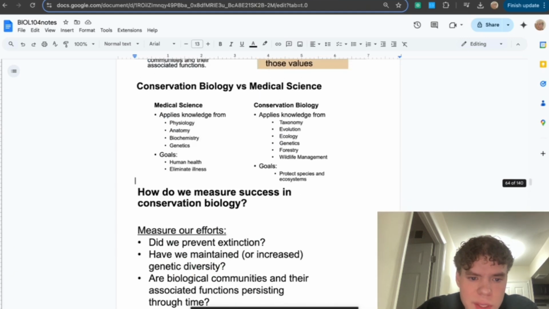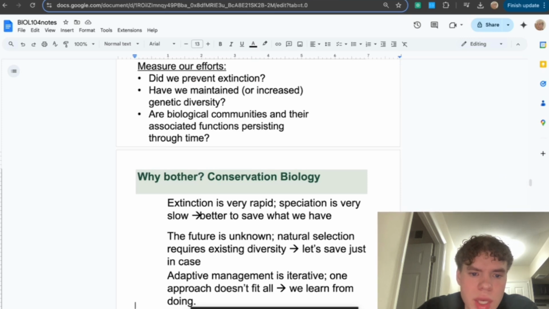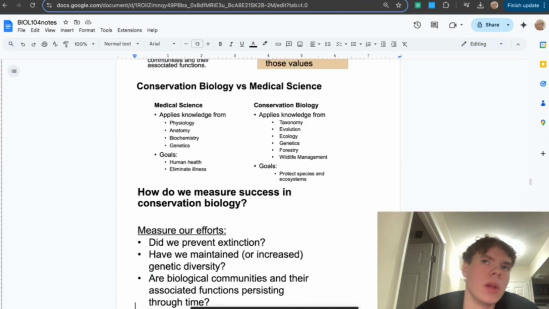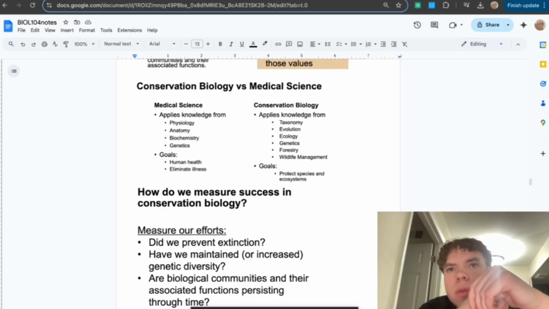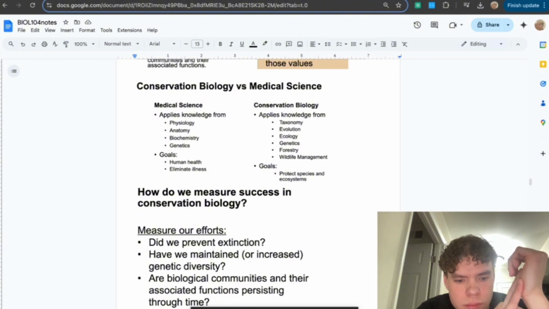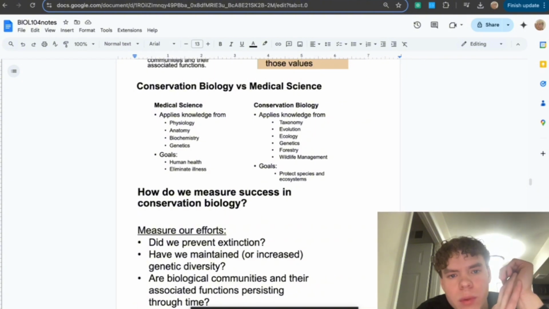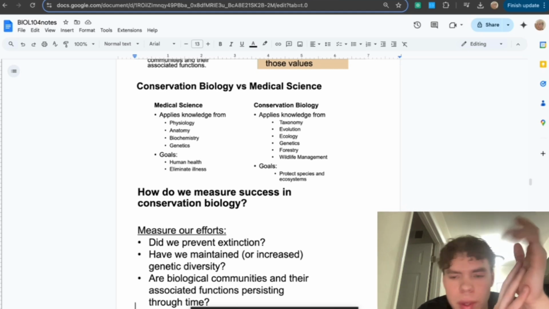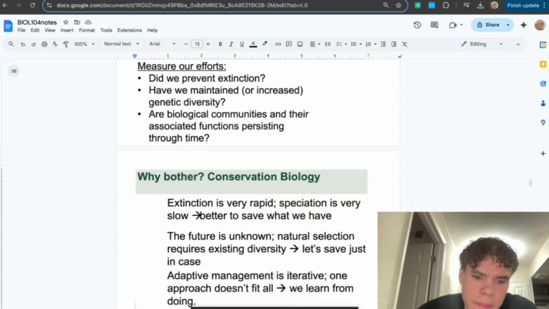How do we measure success in conservation biology? Did we prevent extinction? Have we maintained or increased genetic diversity? Are biological communities and their associated functions persisting through time? That's a good measurement. If I'm thinking, okay, I want to try to conserve biology, I feel like the question would be, can I maintain the ecosystem or improve it as it currently is? Can I prevent the extinction? And how can I help that community persist and stay healthy? That makes sense. Extinction is very rapid. Speciation is slow. The future is unknown.